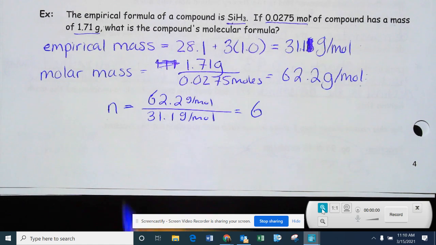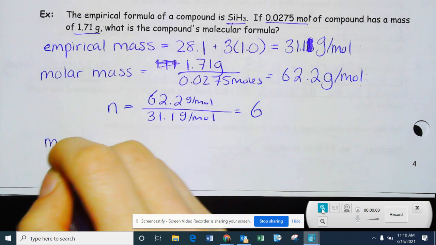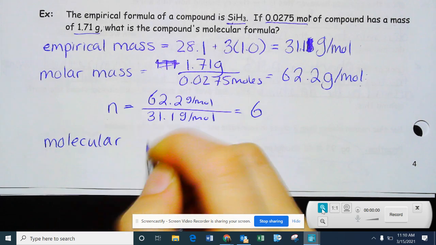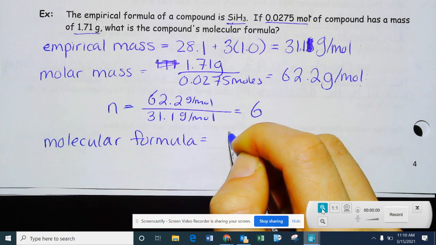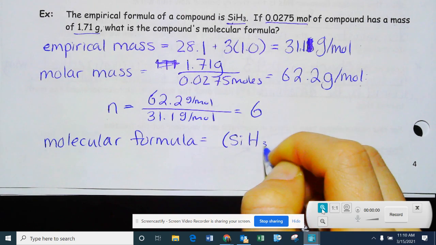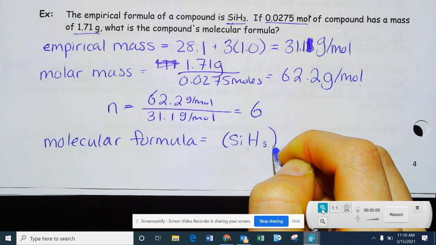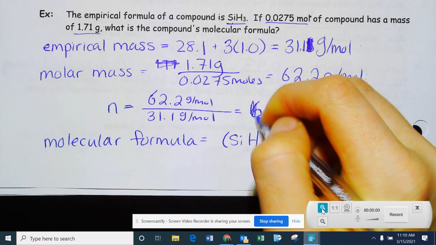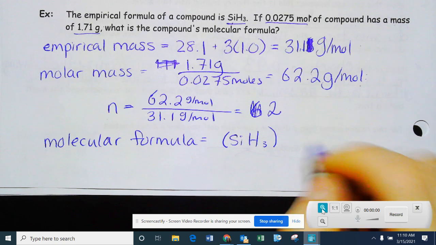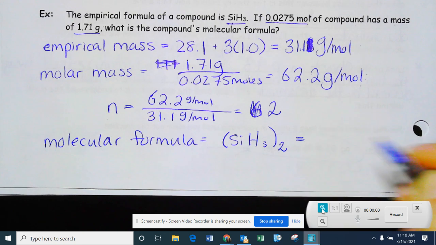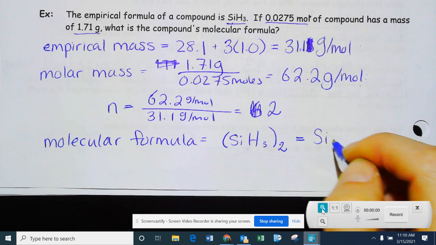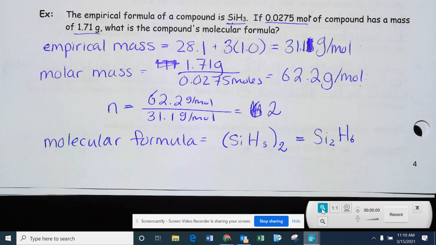So, molecular formula, SiH3. Oh, whoops. Why did I write 6 there? Sorry, it's 2. Oops. Okay. SiH3, and I've got an N value of 2. What is my molecular formula? Good. Si2H6. Nice work.